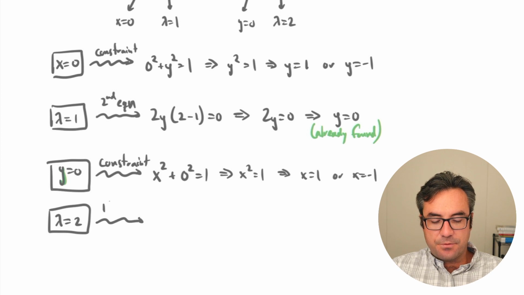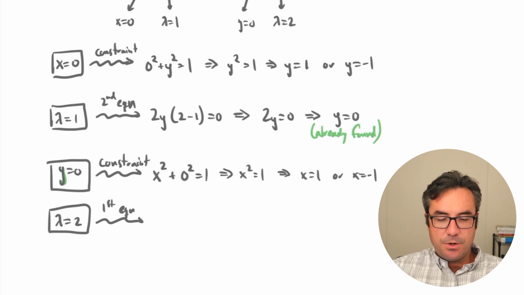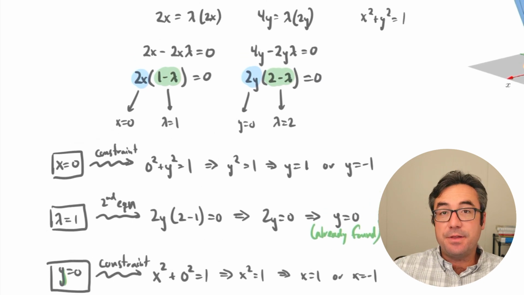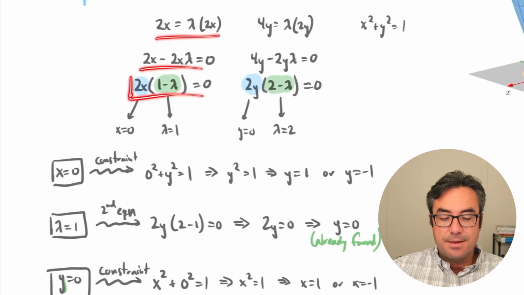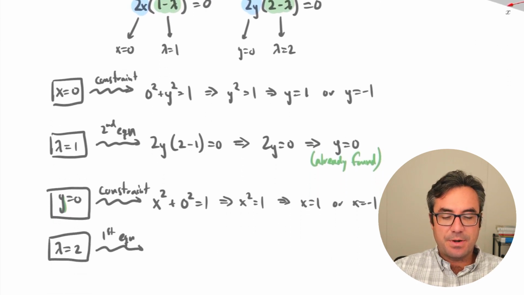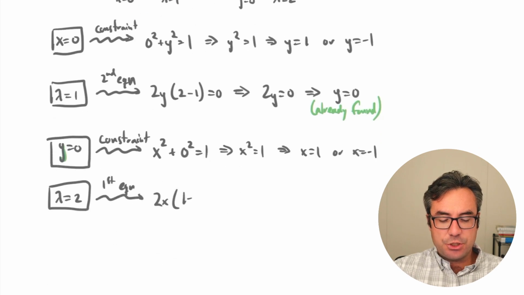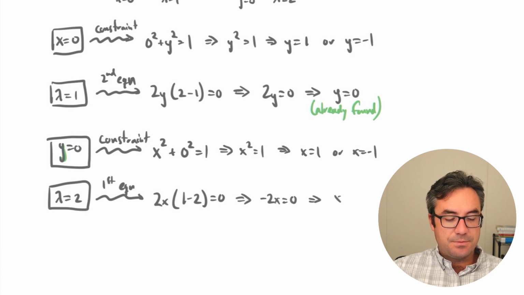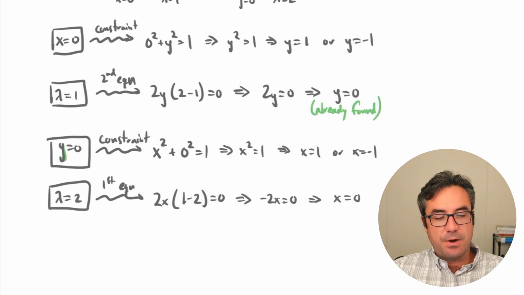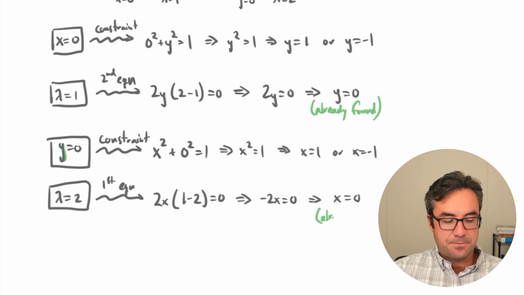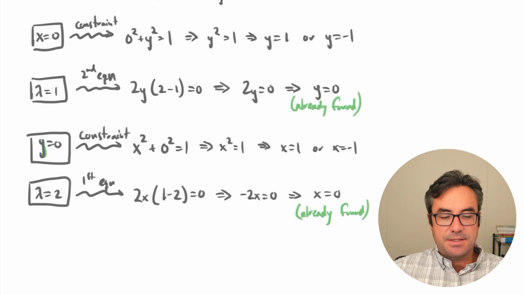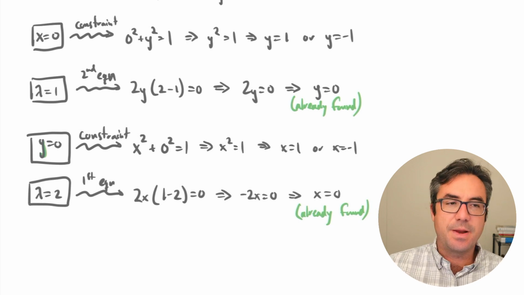So we're going to plug it into our first equation. And again, we could plug it into any of these. So I could go here, here, or here. This one's probably a little bit easier since we've already done a lot of the factoring. So I get 2x times 1 minus 2 set equal to 0. And then if we simplify that, we get negative 2x is equal to 0, which gives us x equal to 0. And we already worked with that. So that sometimes happens. Perfectly fine. Sometimes you get a little bit of redundant information.